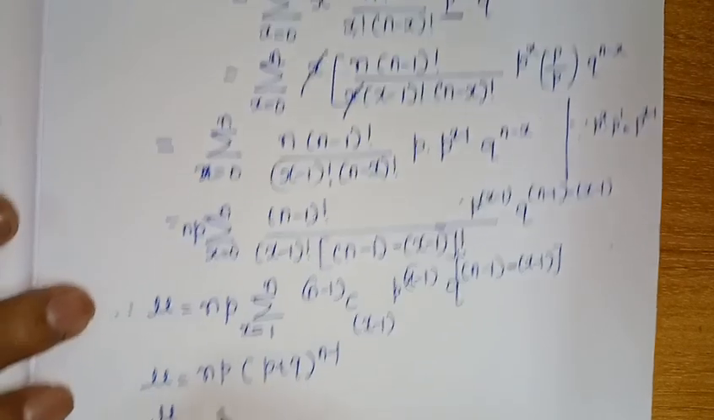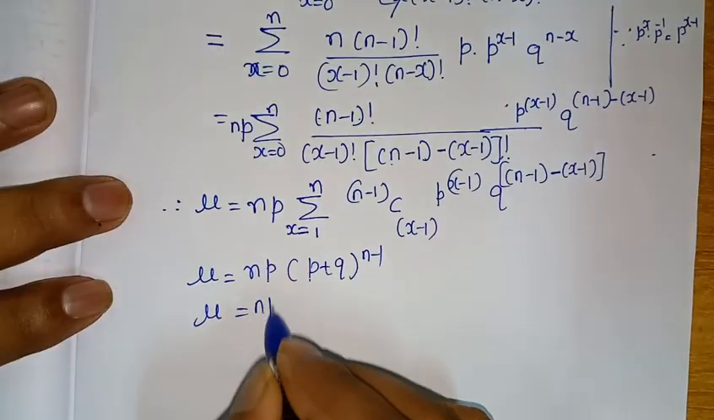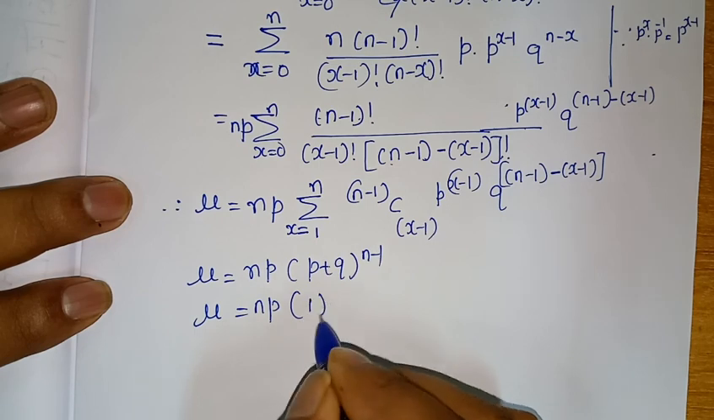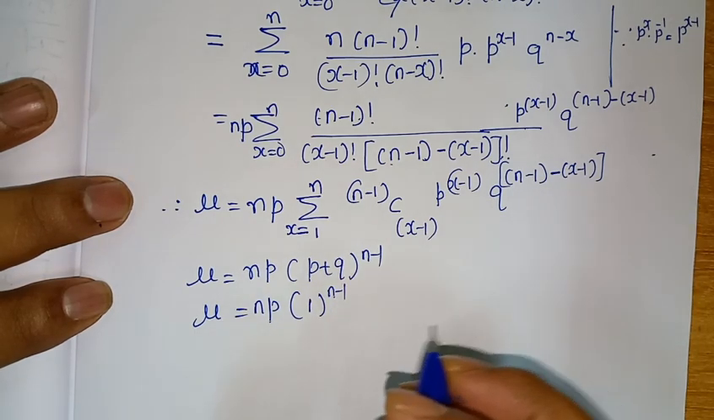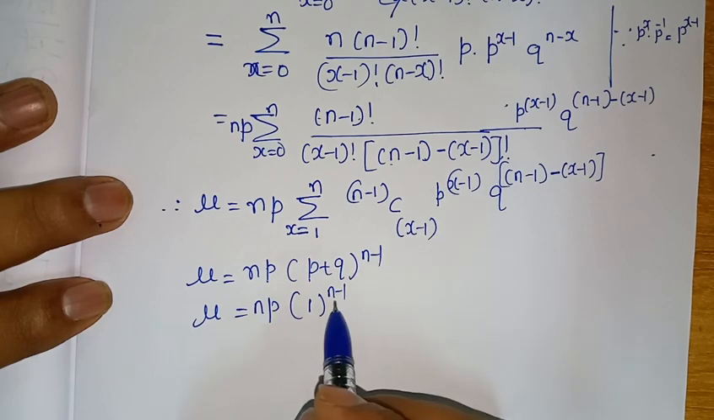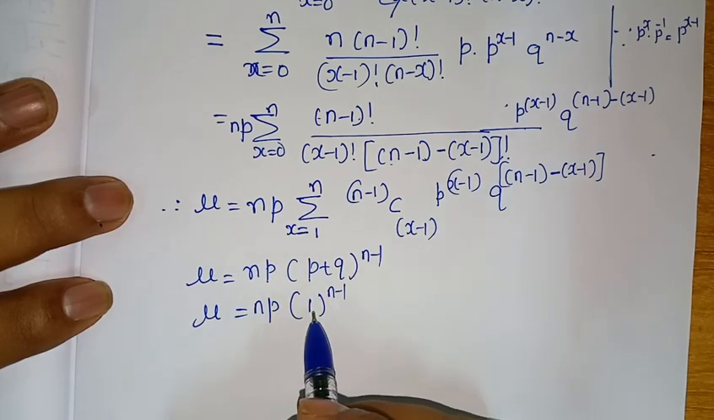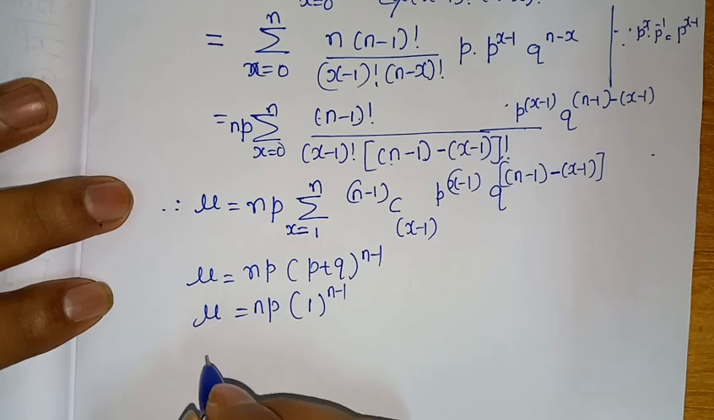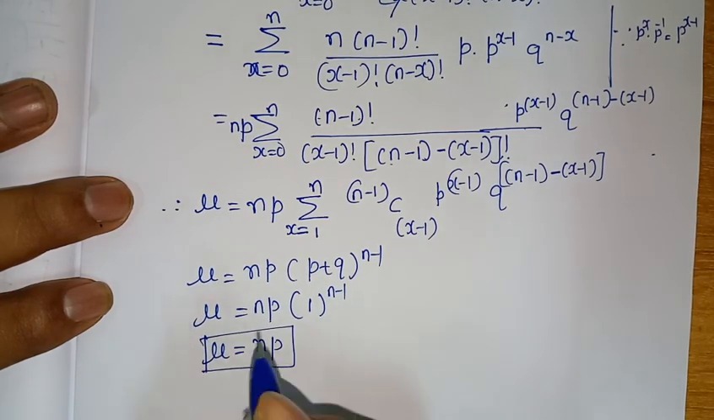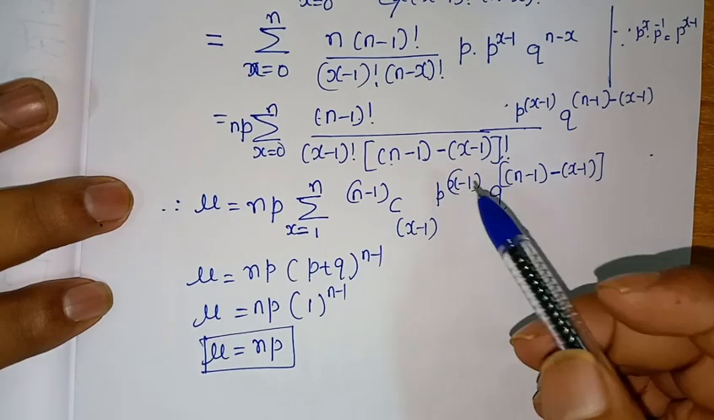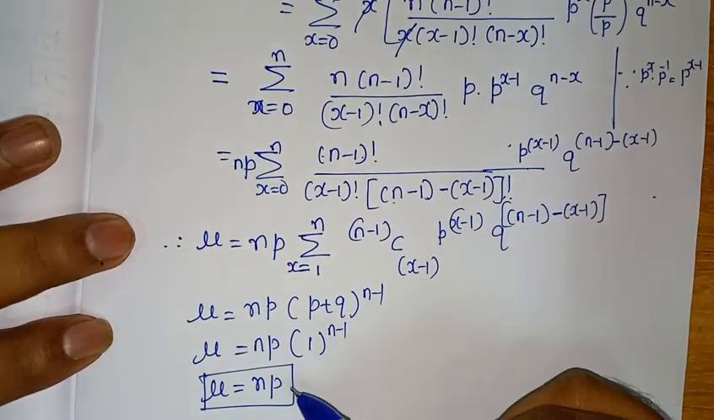So mu equal to np, and what is p plus q? It is 1. So 1 power n minus 1 means what? It becomes 1. Therefore mu equal to np. So the mean of the binomial distribution, what we are getting here, is np.